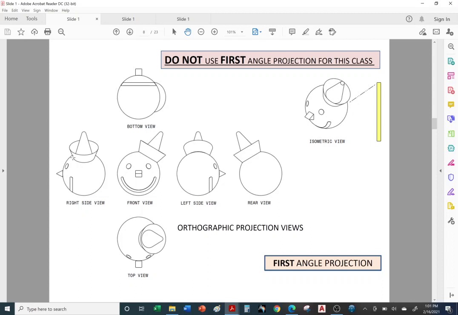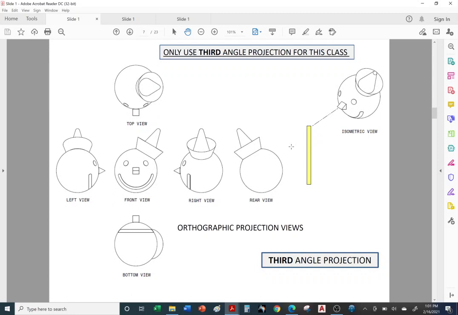Okay, so again, this is first angle projection. Be aware of it. There are drawings out there that do have first angle projection. Later on, when we talk about complete drawings with title blocks and borders, typically in the bottom right corner, it should tell you if first angle projection is being used or third angle. Okay, let's go back to third angle projection.